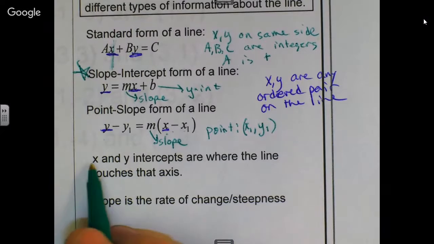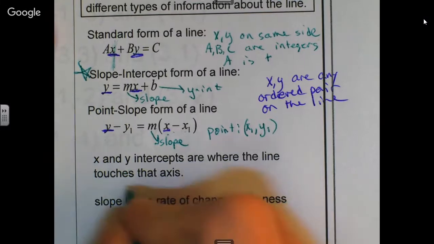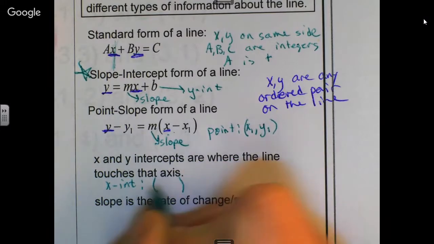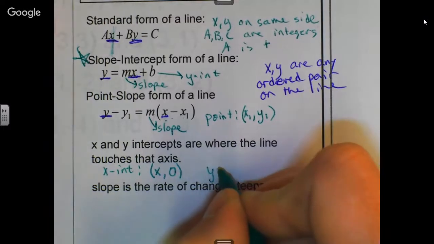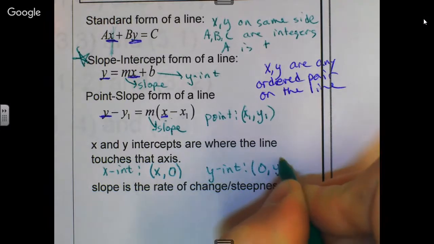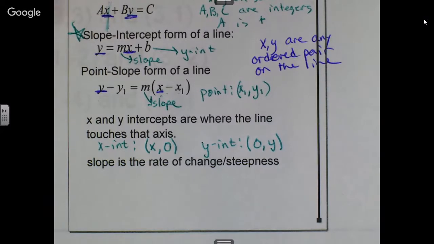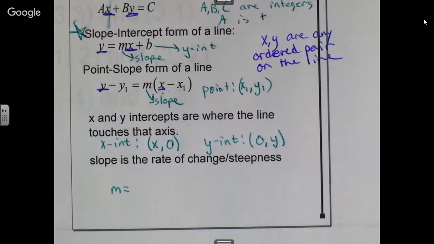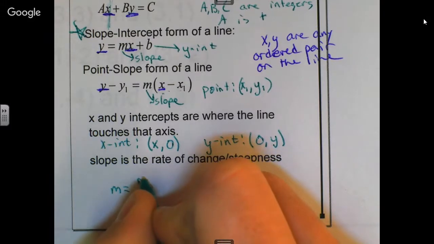In 2.2, we talked about x and y intercepts, or where the line touches those axes. To find the x-intercept, I plug in 0 for y because I want to know what x is. For the y-intercept, I'm going to do the opposite. I'm going to plug 0 in for x, and I'm going to look for what y is. And the slope is the rate of change or steepness of your line. So slope is m, and from algebra 1, you know that slope is rise over run.